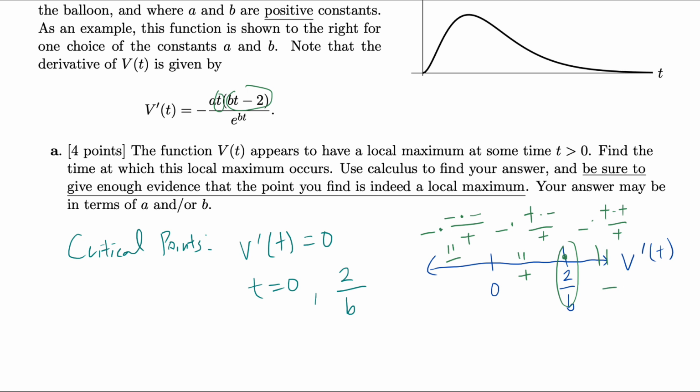So what do we know about 2 over b? Well, the function is going from increasing to decreasing. So 2 over b we see here is in fact a local max. And that's exactly what we wanted to show.